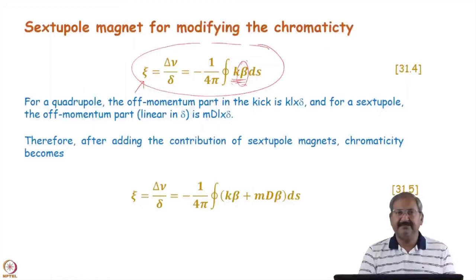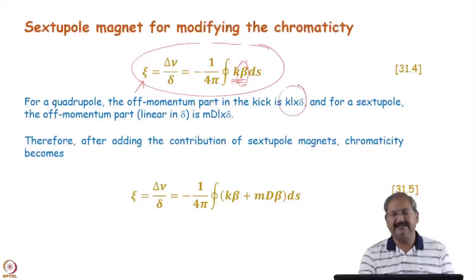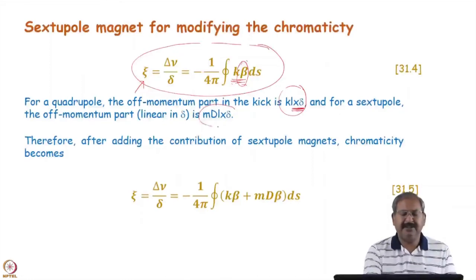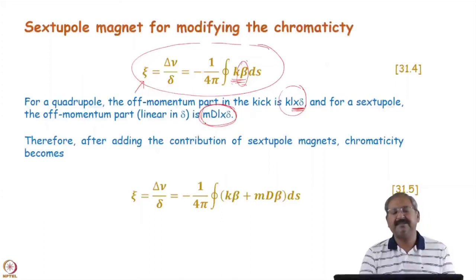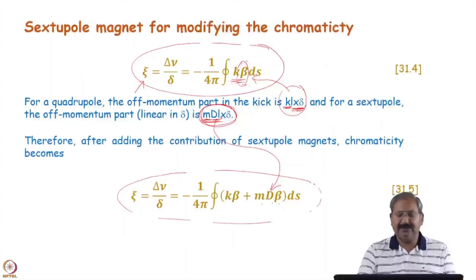Now we have seen that in the case of a quadrupole, the kick for the off-momentum particle was K L x delta, meaning a kick proportional to x into delta. And for a sextupole magnet, this kick was M D L x delta. So you can say M D L of the sextupole is equivalent to K L of the quadrupole. So if K L of the quadrupole generates this chromaticity, then M D L will generate a contribution using M D beta. So this is the formulation of the chromaticity when sextupoles are also introduced to correct it.